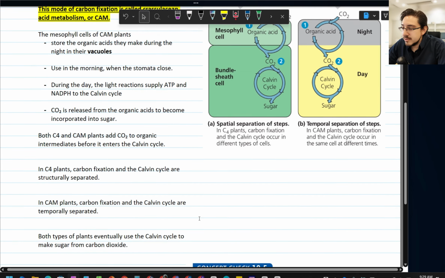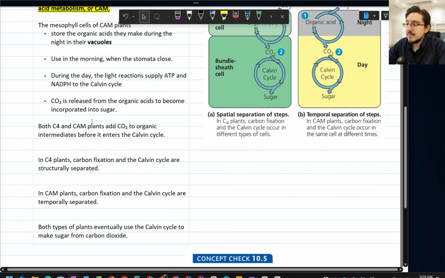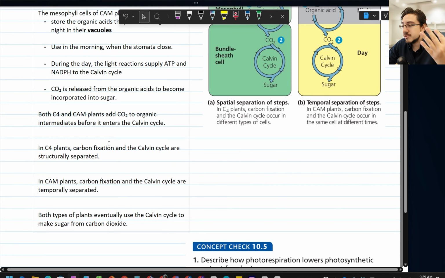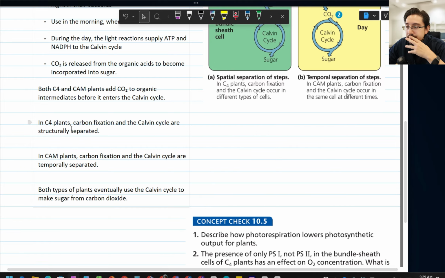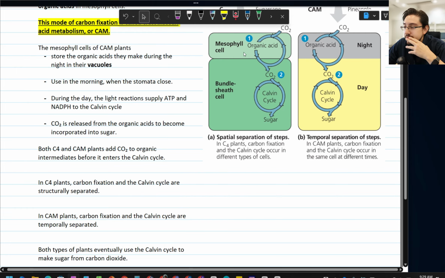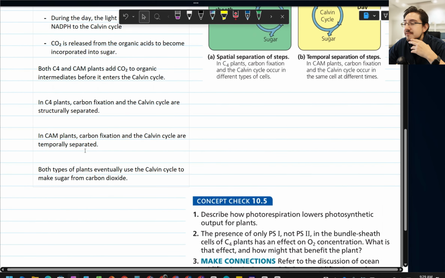So again, both C4 plants and CAM plants add carbon dioxide into organic intermediates before they enter the Calvin cycle. In C4 plants, carbon fixation is separated spatially between two types of cells. But in CAM plants, carbon fixation and the Calvin cycle are separated temporally, so day and night. Both of these types of plants ultimately create sugar out of carbon dioxide, one way or another.